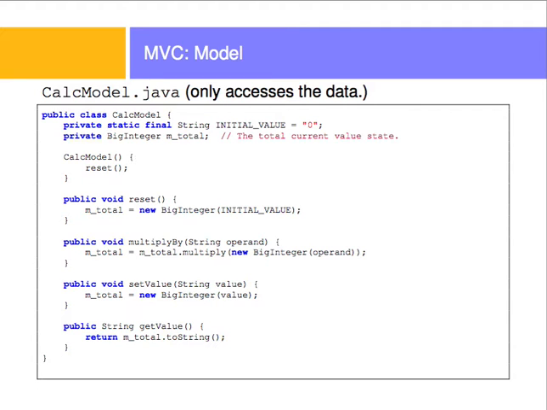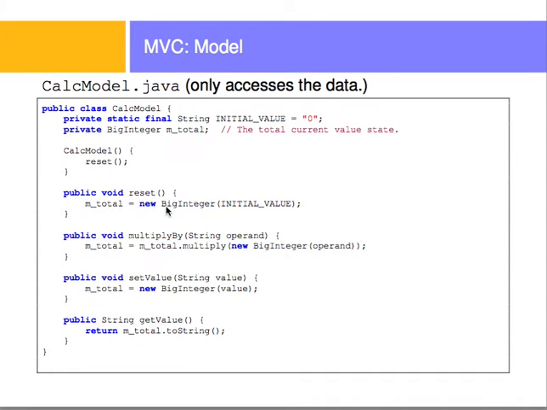Let's look at the model now. Now the model only accesses the data. We're going to have a CalcModel, okay, with an initial value of 0, but that's changed later. We're going to have a BigInteger object called mTotal. BigInteger objects have a particular method that can create a value from a string, and it can be a large integer. So upon constructor, when we first construct the model object, it will reset. What does reset do? Reset sets the total to a BigInteger with the initial value.